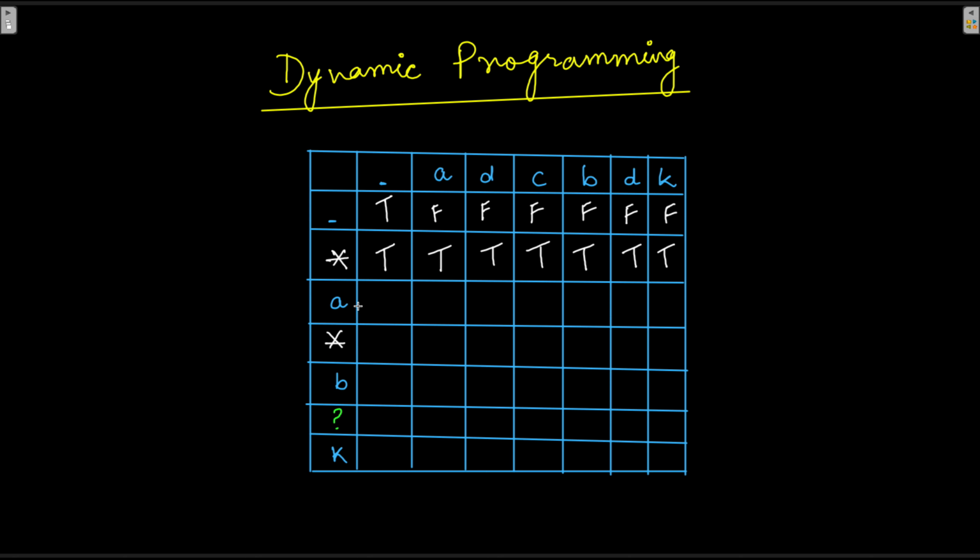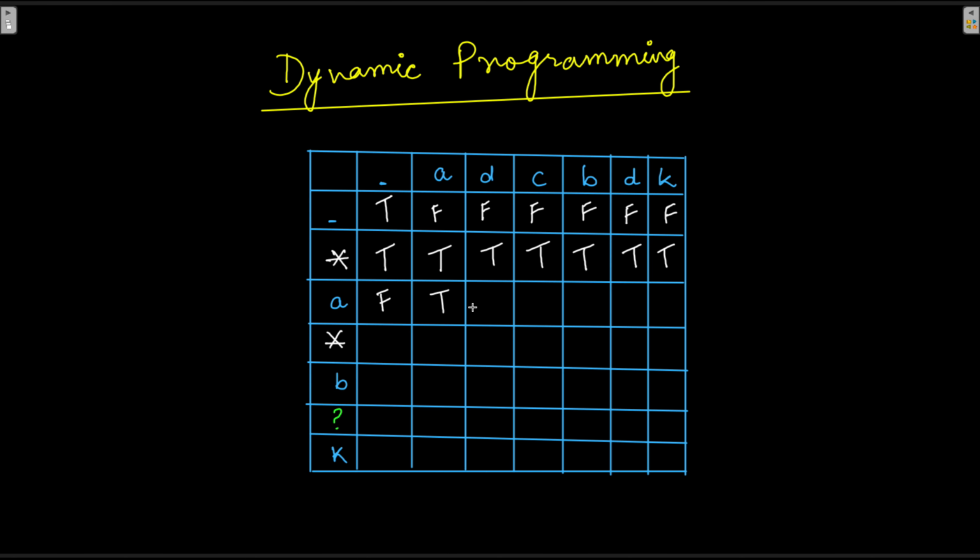So we need to check for A against empty list, empty character. No, it is not a match. So I'll write F. Then A against A. Yes, it is a match. If it is a match, then we go back to the previous character. And this is also T. If it is T, then we write T here.